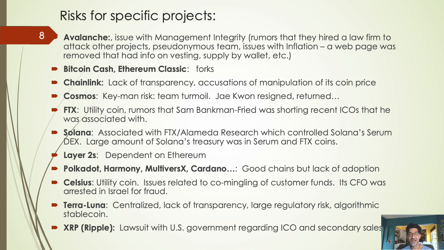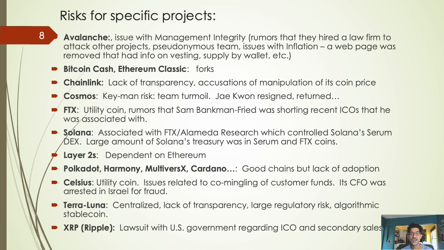And Solana was associated with FTX and Alameda. That's another bad thing. Because of its association with both FTX and Alameda Research, we had multiple issues, like Solana's treasury being in Serum and FTX coin, so they lost perhaps most of the treasury, but we don't know. Solana has never publicly said what the treasury is, and the treasury is not on chain. What else? Layer 2s are dependent on Ethereum. That's a unique risk.